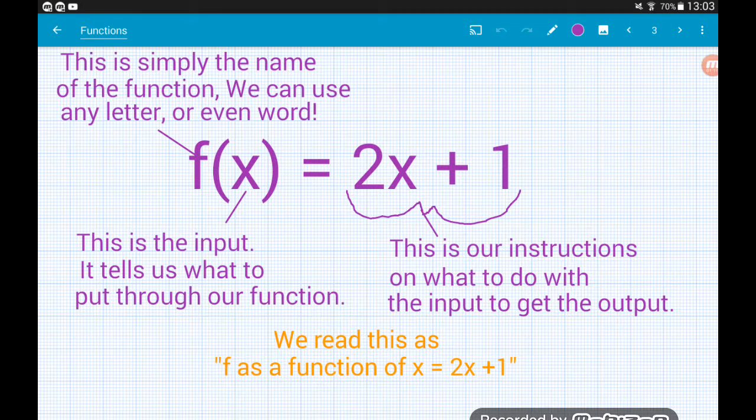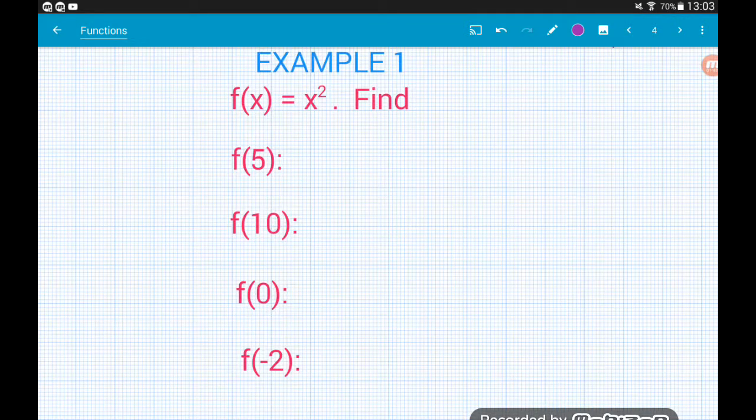So that's how we read the left hand side. On the right hand side, this tells us how to calculate our output when we know what the input is. So this part on the right really is the function part. It tells us what we do to the number that we put into the function to get our output. So let's have a look at working through some examples then and hope we can make it make sense.